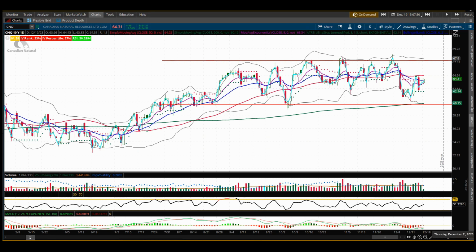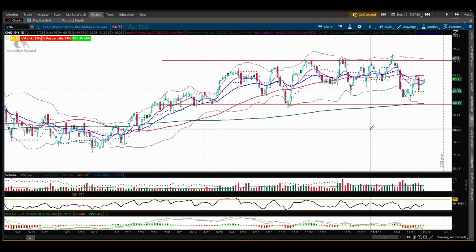So again, here we got CNQ. I've already drawn in the trend lines, so you can see, support has very consistently been around the $60 level, and resistance, really strong resistance, around $67.50. So we know where our support and resistance are, and what's really nice is the stock is trading right in the middle of that range right now. So a perfect time for putting on a short strangle trade.